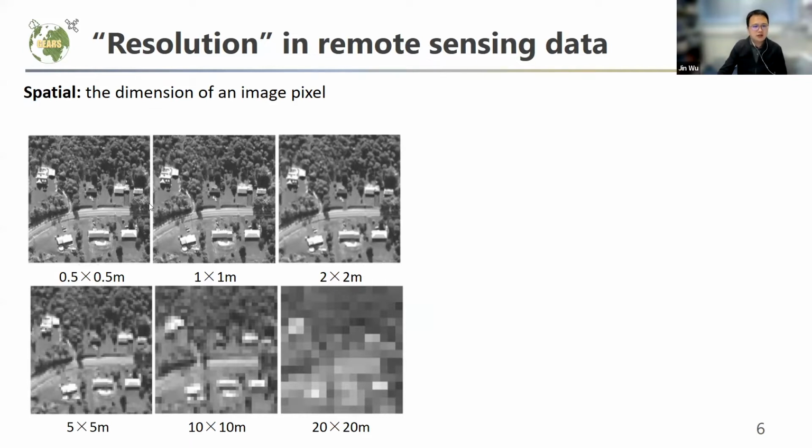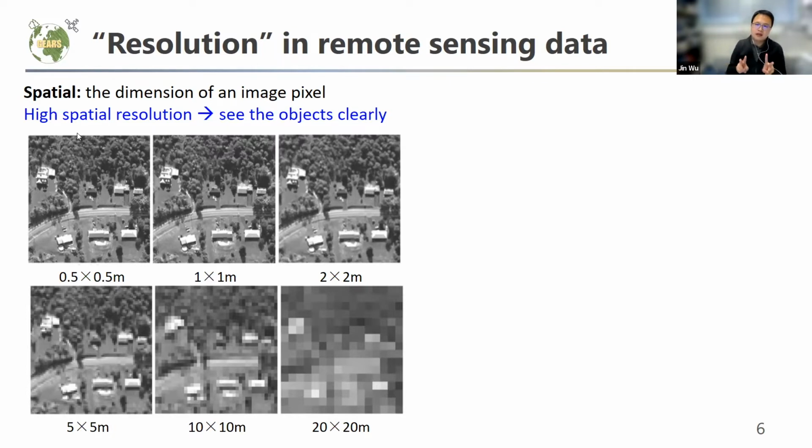Take this image as an example. Here the resolution is 0.5 meters. It means 1 pixel in this image corresponds to 0.5 by 0.5 square meters in the real world. The next figure is 1 meter resolution, and so on up to 20 meter resolution. Based on this image series, we can tell, right?